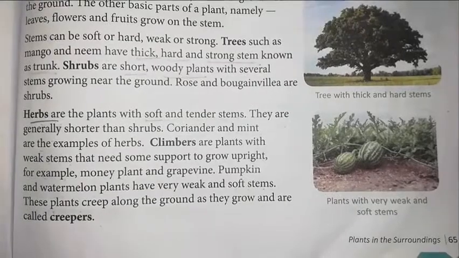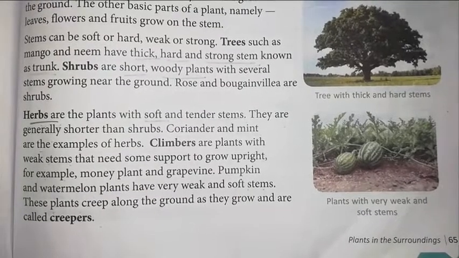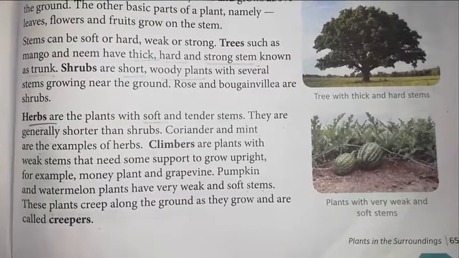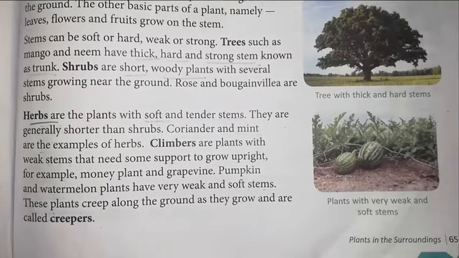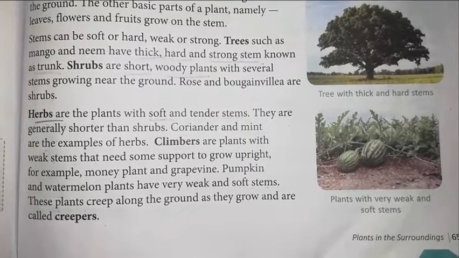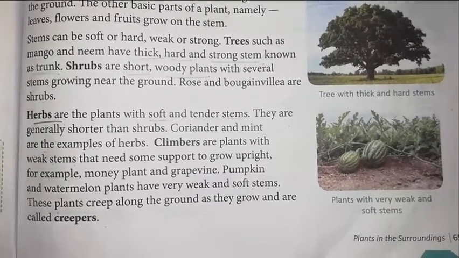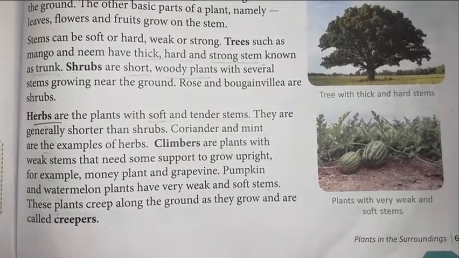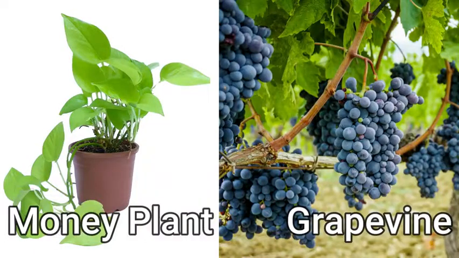Now we will study about the stem of climbers and creepers. So what are climbers and creepers? Climbers are plants that need support to grow upright. Their stems are weak. Some examples are money plant and grapevine.